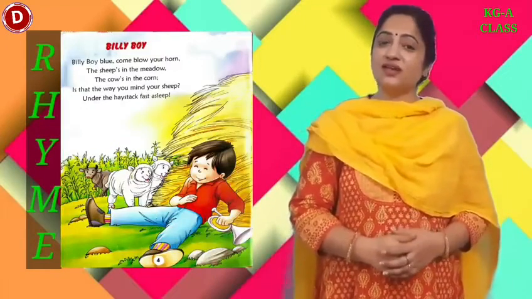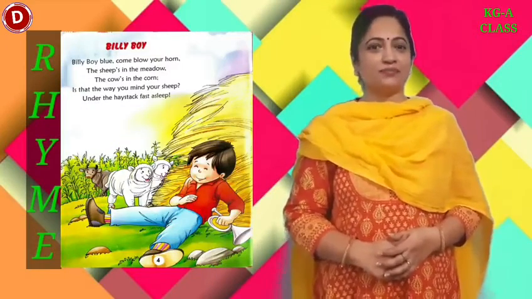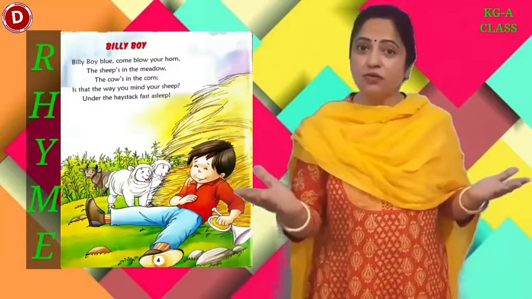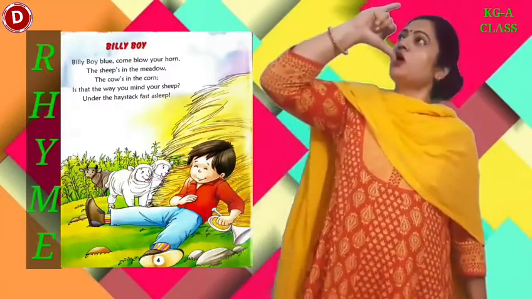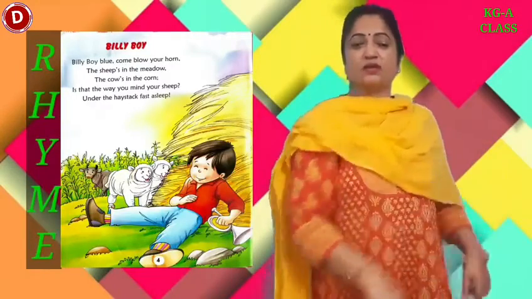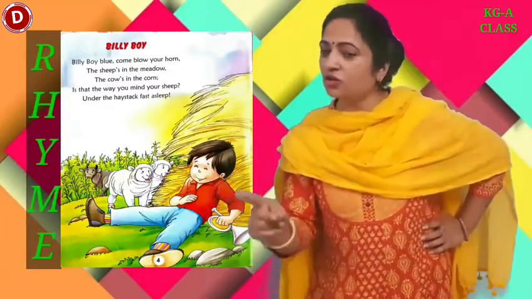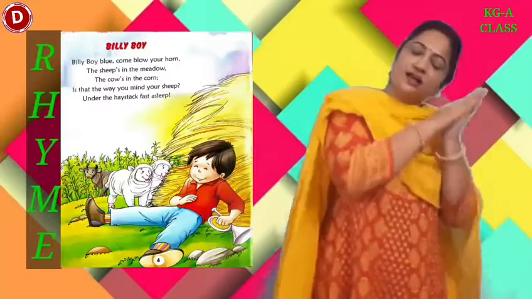Children, now let's revise our next rhyme, Billy Boy. You also speak with me, okay? Billy Boy Blue, come, blow your horn. The sheep's in the meadow, the cow's in the corn. Is that the way you mind your sheep? Under the haystack, fast asleep.